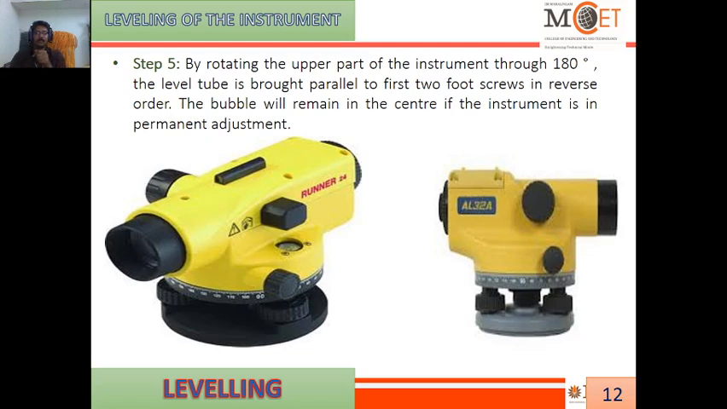So the picture shown here is the auto level. Here the bubble tube will not be straight, it will be circular, right? So that is the difference, but the remaining procedures are the same. Then why is it called auto level? Because the adjustment of the screws compared to the dumpy level is very easy. Slight adjustment is enough for the auto level. Both the instruments are available in our department, right?